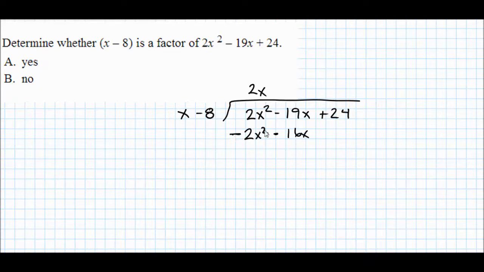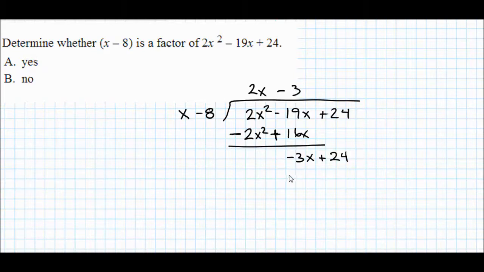We're going to subtract, so we change the signs. The 2x squareds go away. Negative 19x plus 16x becomes negative 3x. We drop down the positive 24. Now to get x to look just like the first part, we have to multiply by negative 3. So let's see what happens here.